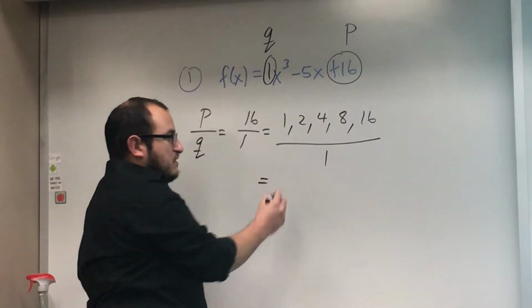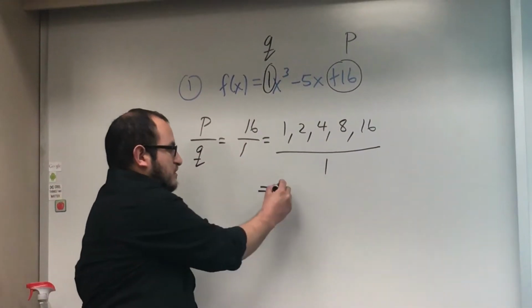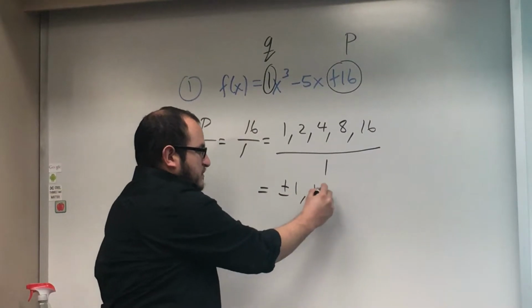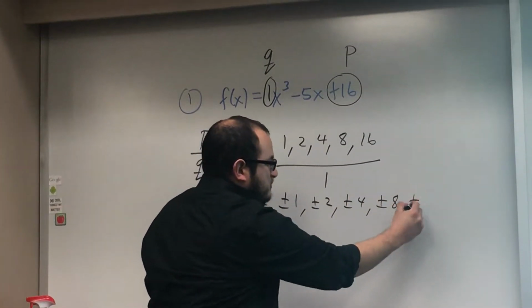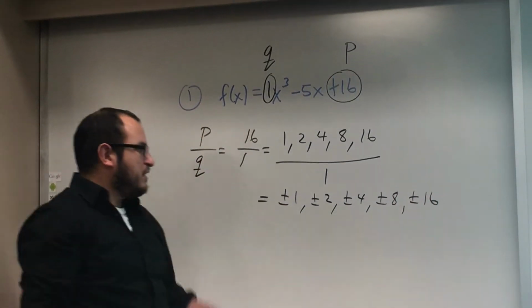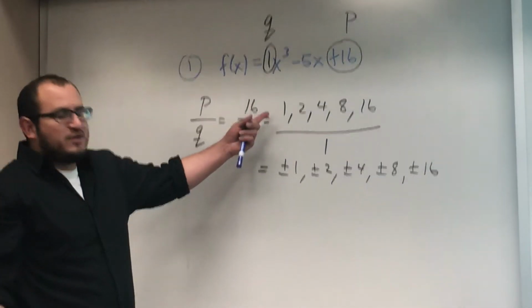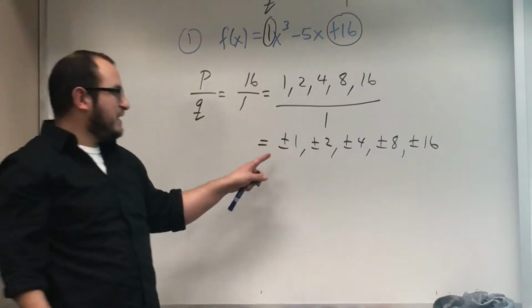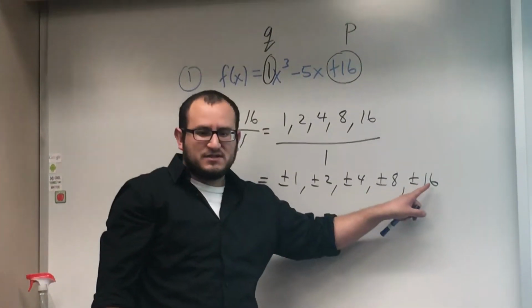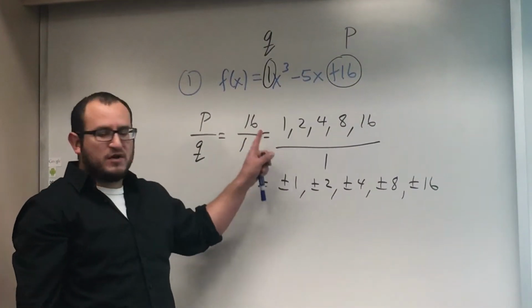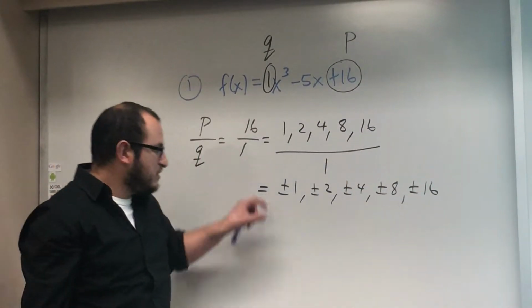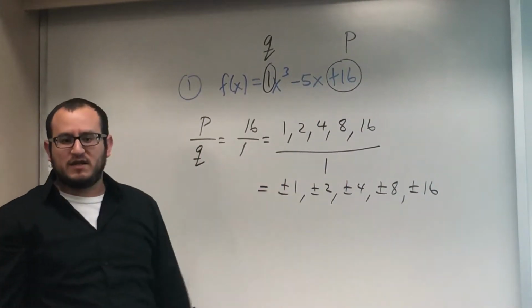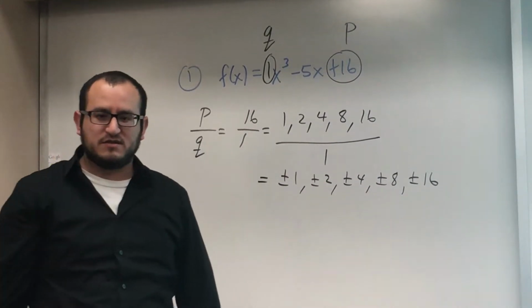So our possible solutions are plus or minus 1, plus or minus 2, plus or minus 4, plus or minus 8, plus or minus 16. And where did I get the plus or minus? Because how can we get 16? We could get 16 by negative 1 times negative 16. This covers all your possible factors. So there's no need to list all positive and negative. Just make sure to put plus or minus at your very last step. And that covers your plus or minus.